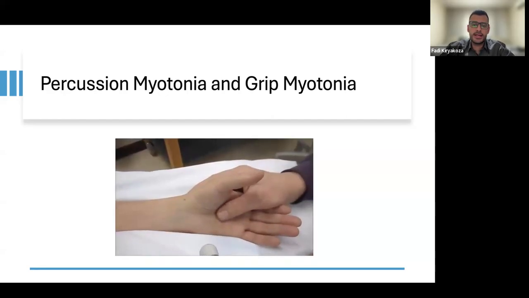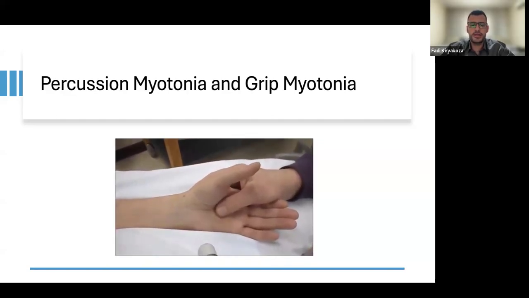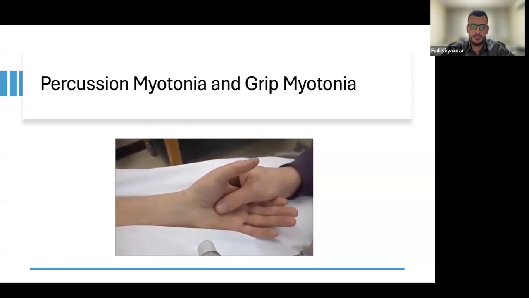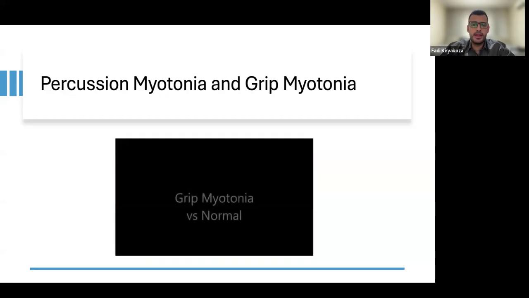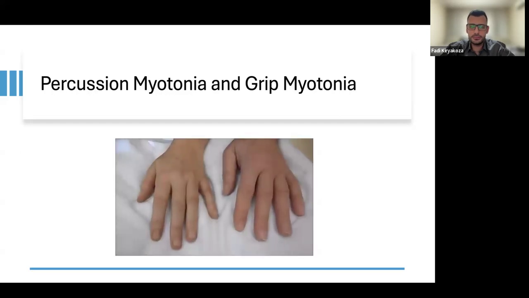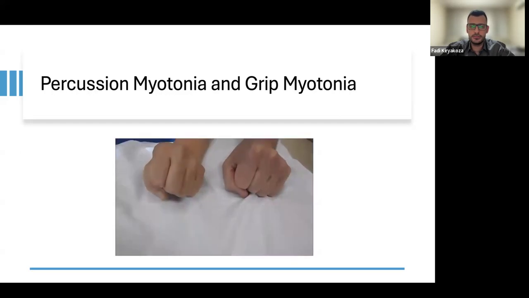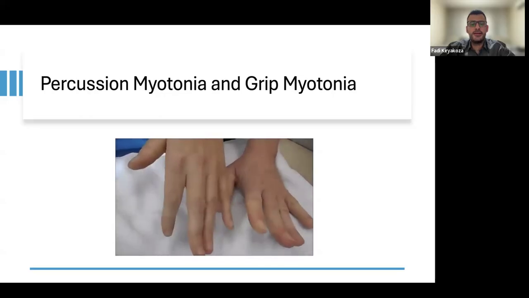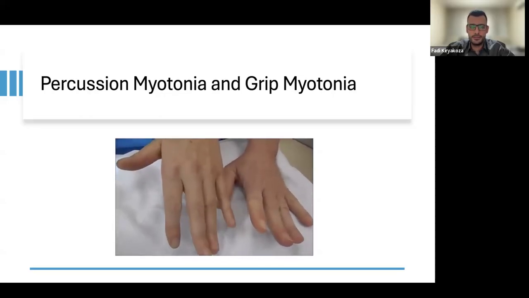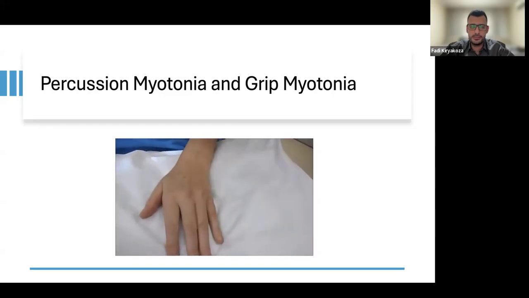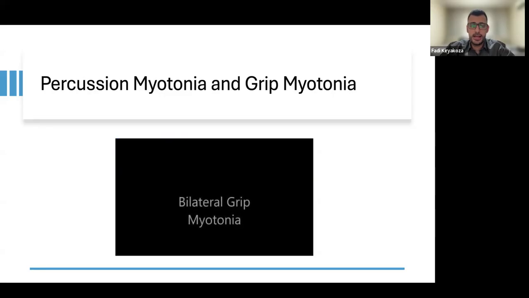Note the contraction and adduction of the thumb when the thenar eminence is hit with a reflex hammer. And here we have grip myotonia along with a normal patient, so you can see the difference. Okay, fist. Go. Notice the delay in relaxation of the fingers. And here is bilateral grip myotonia.